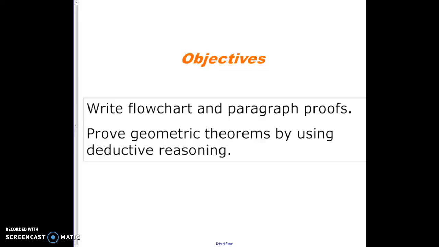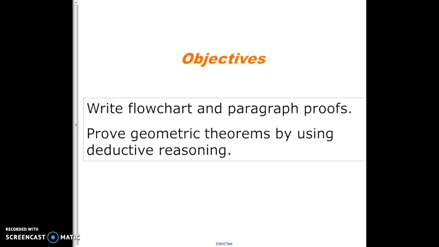Hey, this is video 2.7, Flowchart and Paragraph Proofs. When we get together next week, we're going to look at these in more detail. We're going to do a lab on how to do proofs, but I just want to introduce these last two concepts, a flowchart proof and a paragraph proof.